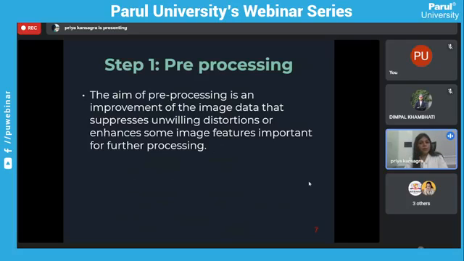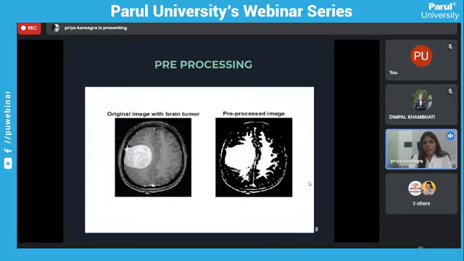As I told you, pre-processing is an improvement of the image data that suppresses unwanted distortion or enhances some image features important for further processing. In that, we need to enhance the image. If I have an original image of a brain tumor, I enhance it and it is turned into black and white. So now I am able to detect exactly in which portion the tumor is. From the pre-processing step, we can visualize it in a black and white portion. In a white portion, we have some irregularity, and we have a tumor there.